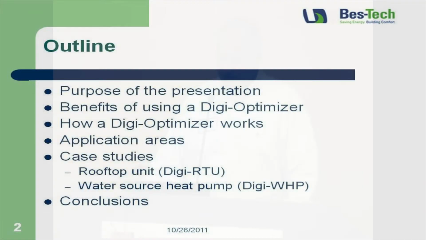What we are going to be presenting this morning is the Digi-Optimizer. The Digi-Optimizer is a method of increasing the overall efficiency for rooftop units and heat pumps. We're going to talk about the benefits of using the Digi-Optimizer, how it works, application areas, and we have some case studies, and there'll be some time for conclusions and questions.